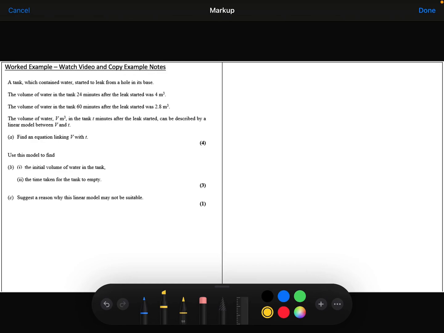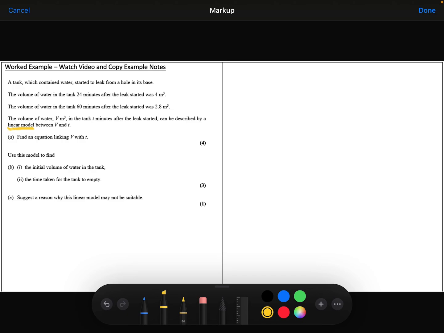A tank which contained water started to leak from a hole in its base. The volume in the tank 24 minutes after the leak was 4 meters cubed. The volume of water in the tank 60 minutes after the leak was 2.8 meters cubed. The volume of water in the tank t minutes after the leak started can be described by a linear model between V and t. Find an equation linking V and t.